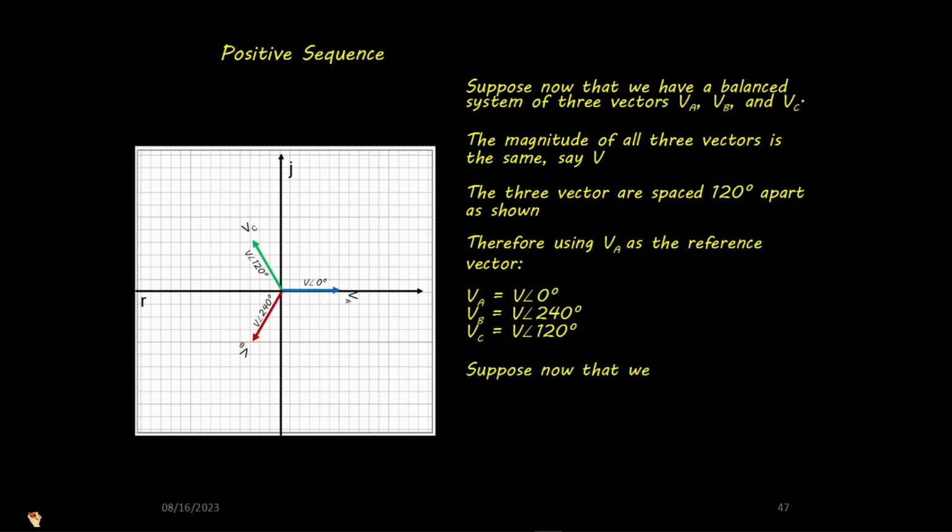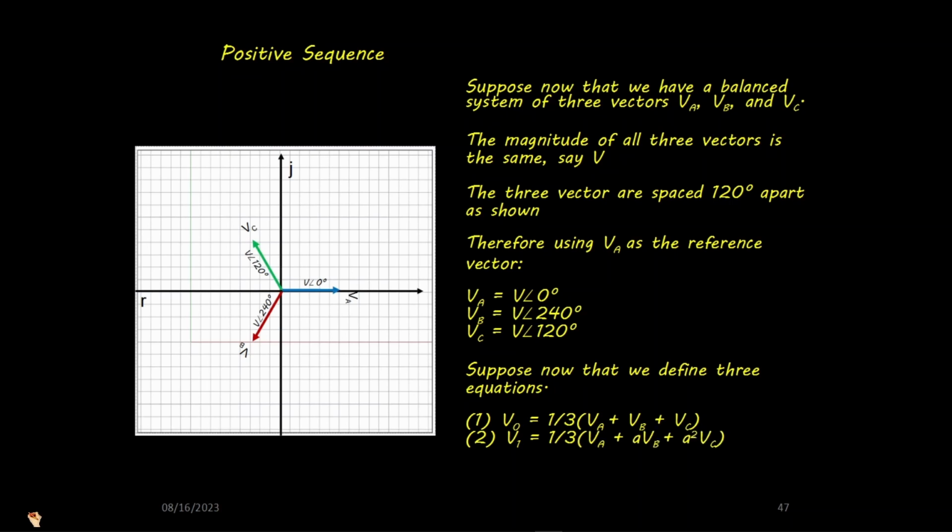Suppose now that we define three equations. 1. V0 equals 1/3 (VA plus VB plus VC). 2. V1 equals 1/3 (VA plus A times VB plus A squared times VC). 3. V2 equals 1/3 (VA plus A squared times VB plus A times VC).